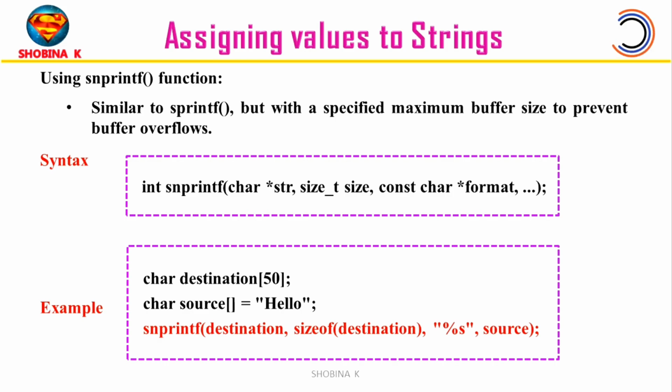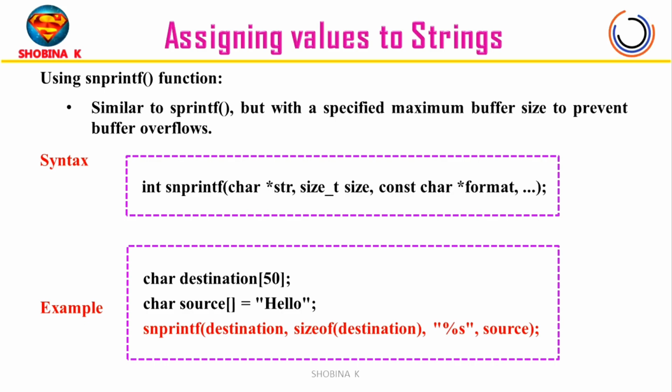Look at the syntax. char *str. This is the pointer to the destination buffer where the formatted string will be stored. size_t size. This parameter specifies the maximum number of characters to be written to the destination buffer, including the null terminator, and it helps preventing the buffer overflow by limiting the size of the output.